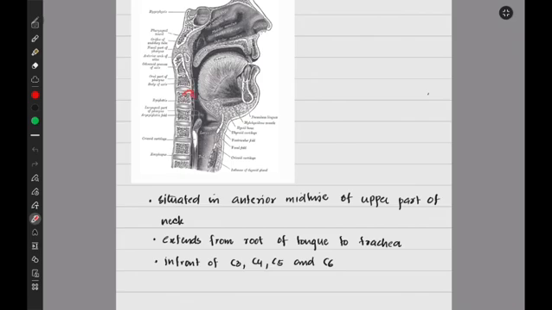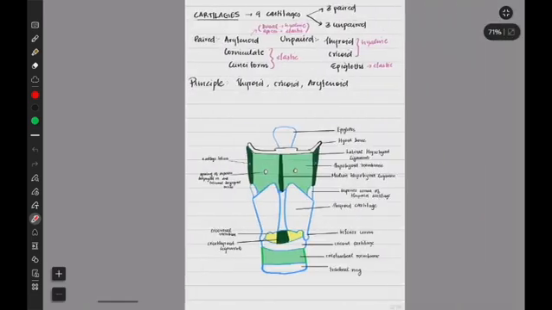It lies in front of the C3, C4, C5 and C6 vertebra. Okay, so this is about the larynx, location of the larynx.